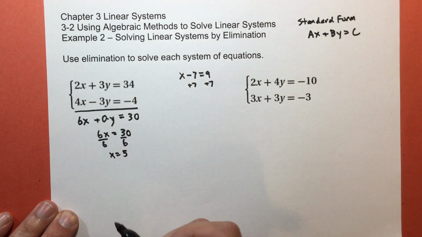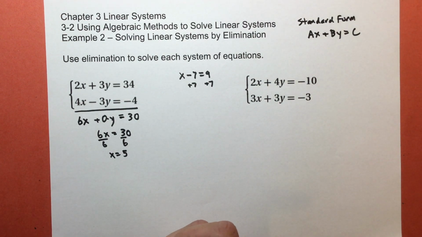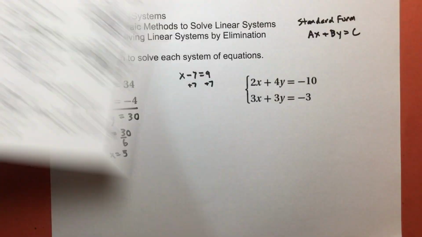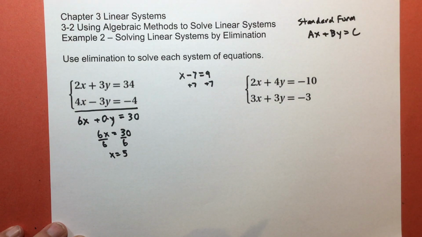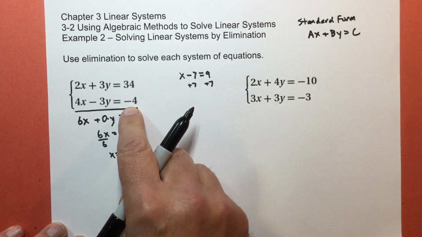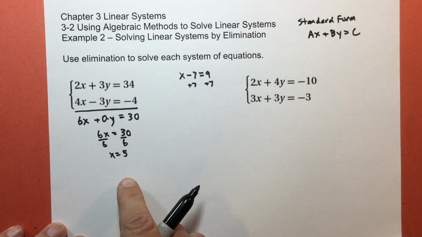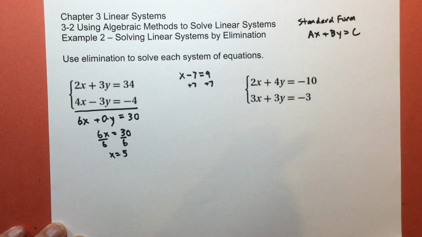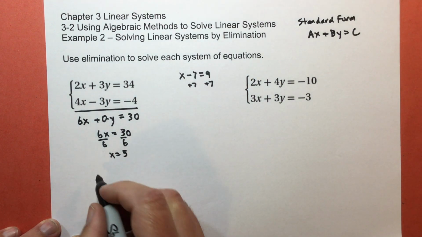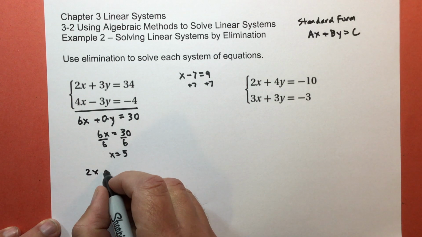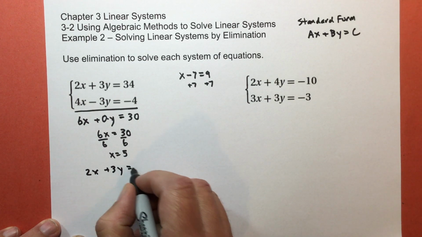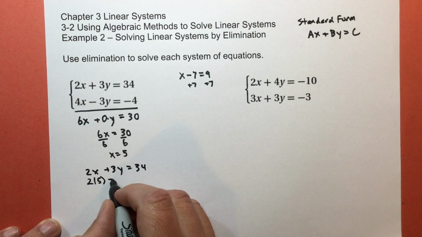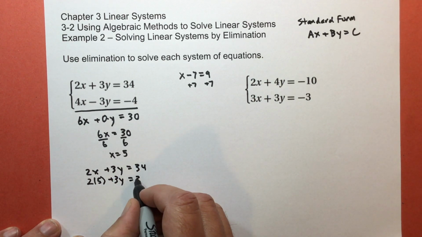And one thing, remember how we did a check? Well, you can actually substitute this into both of them, and if you get the same y value back, that means that I did it right. So I'm going to do 2x plus 3y equals 34. X equals 5. So 2 times 5 plus 3 times y equals 34.